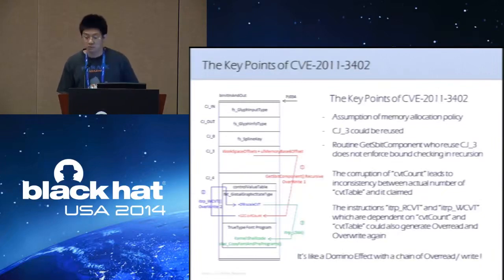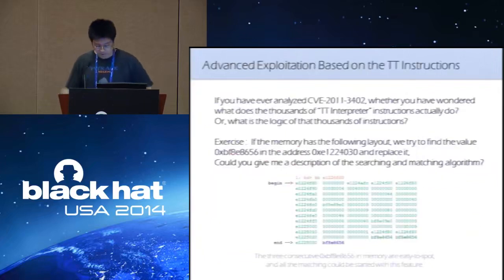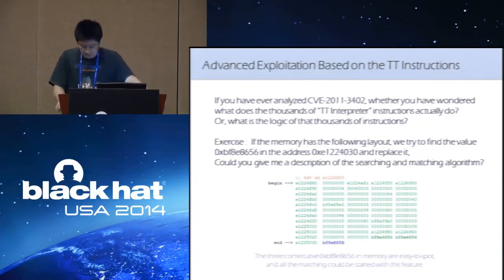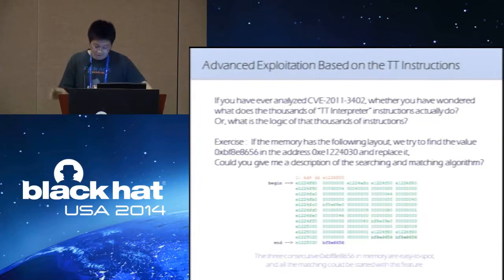This is the vulnerability part, and in the next slides I'm going to describe the advanced exploitation techniques in TOCTTOU malware. If you have ever analyzed CVE-2011-3402, have you wondered what the thousands of TrueType interpreter instructions actually do? There are thousands of instructions to trigger the shellcode. Or what is the logic of those thousands of instructions?